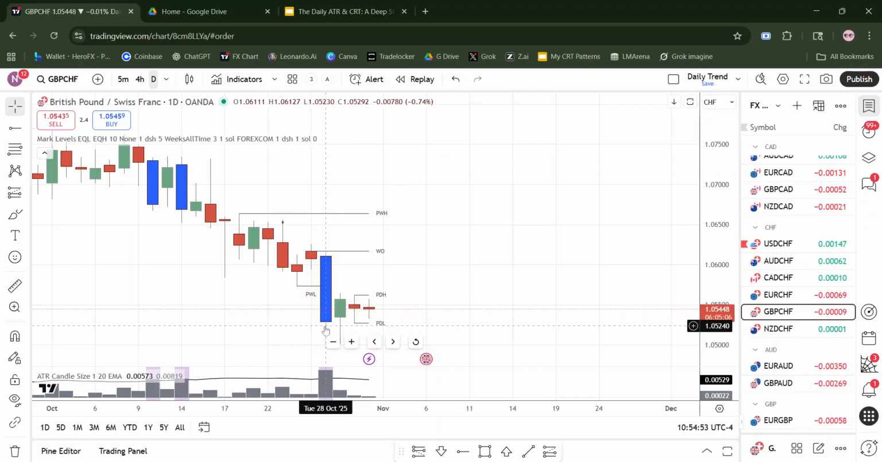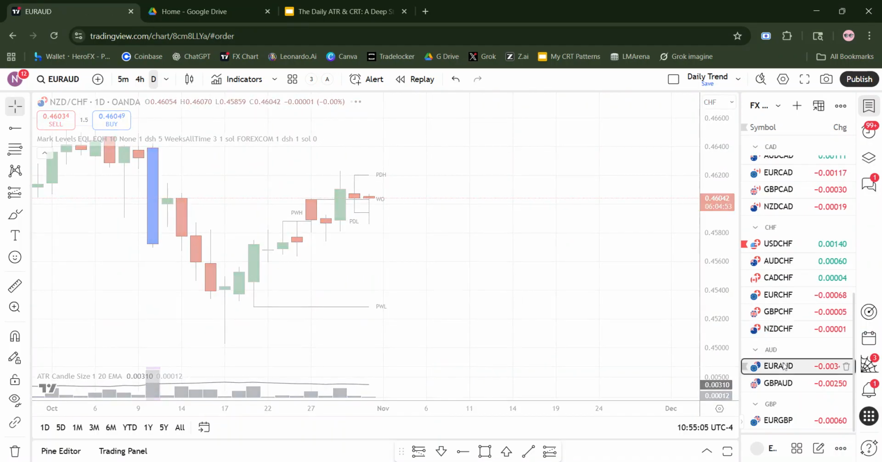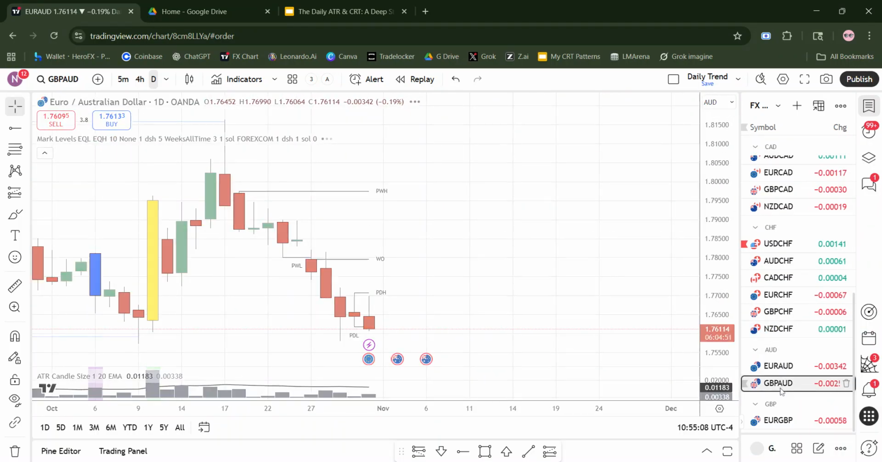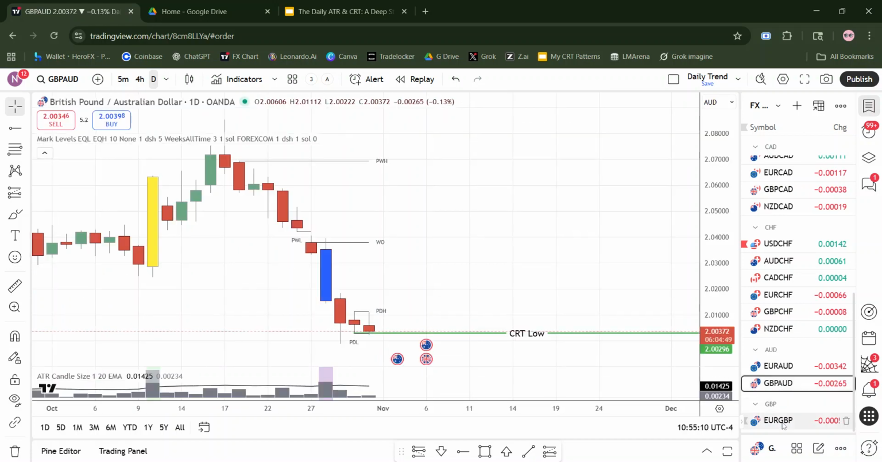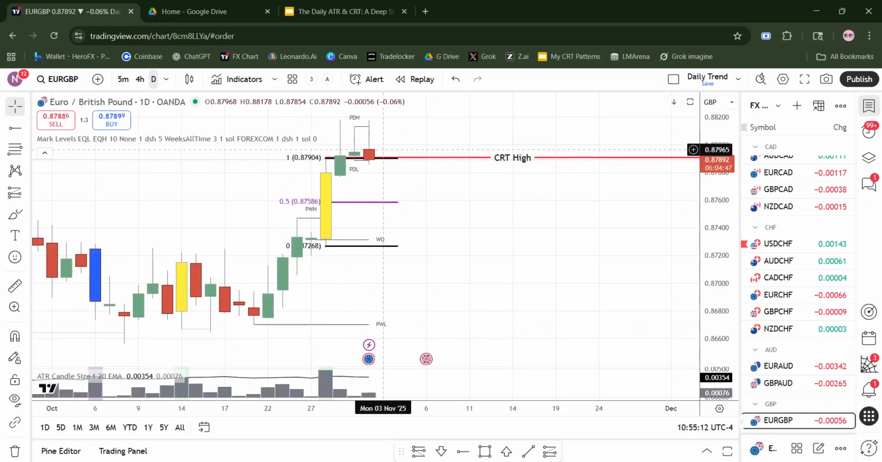This one here already pretty much played. It's kind of consolidating, nothing really to do on that one. But this one right here would have been a decent trade. Nothing there. And we already went over euro pound. Okay, so that's it. That's the deep study.